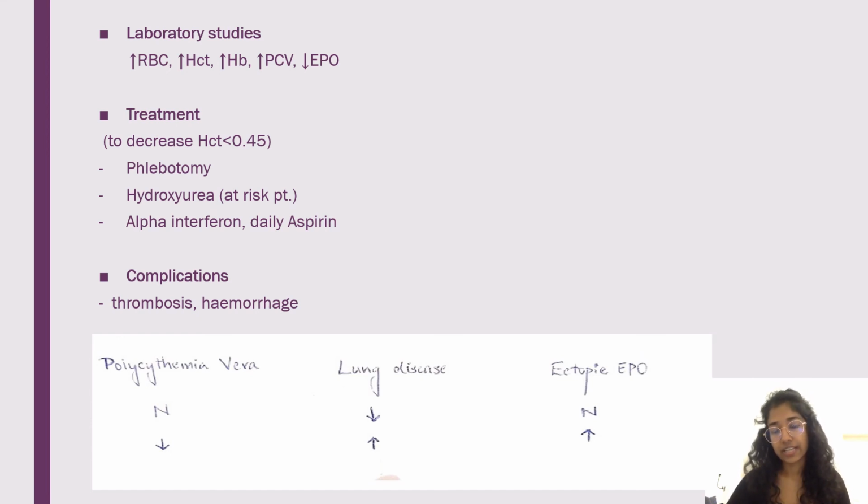Erythropoietin, on the other hand, like previously discussed, will be low in the case of polycythemia vera. In the case of lung disease, it will be high because in response to the oxygen stress in the tissues in the body, you will have the stimulation of production of erythropoietin, and as a result, levels will be high. In the case of ectopic EPO, you will have the tumor itself producing erythropoietin, therefore EPO will be high.